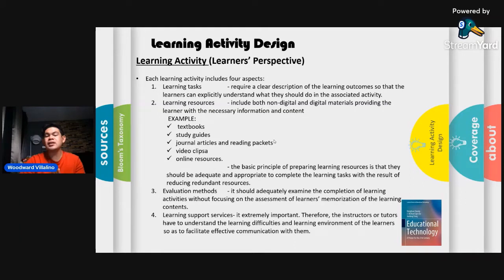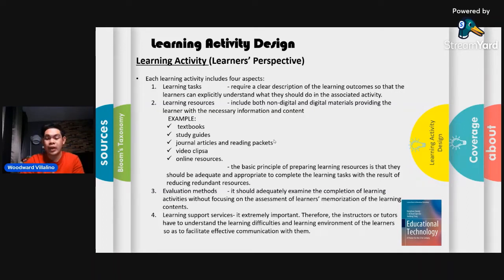So not just that the learners just memorize what they have learned, but it is the total completion of the learning activities. Okay. So we need to assess. Number four, we have the learning support services. From the word support, it's extremely important.